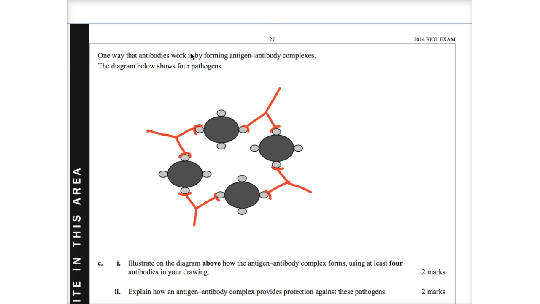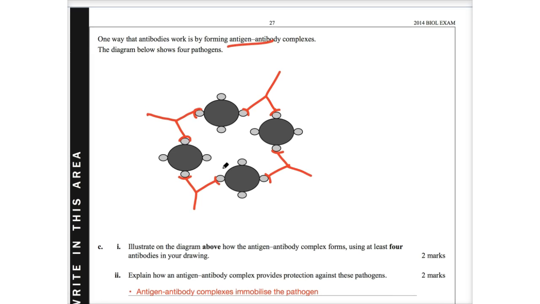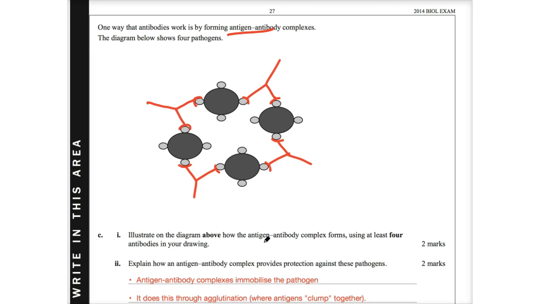So once we move from B into C, it says one way that antibodies work is by forming antigen-antibody complexes. The diagram below shows 4 different pathogens, as mentioned. Question C is looking to illustrate on the diagram how the antigen-antibody complexes form, and we need to use at least 4 antibodies in the drawing. This is essentially an antigen-antibody complex. We know that the antigen and the antibody interact via that complementary site, or the antigen binding site. So we've illustrated this, but we know when the complex forms, it does this at different locations. So here, here, here, and here.